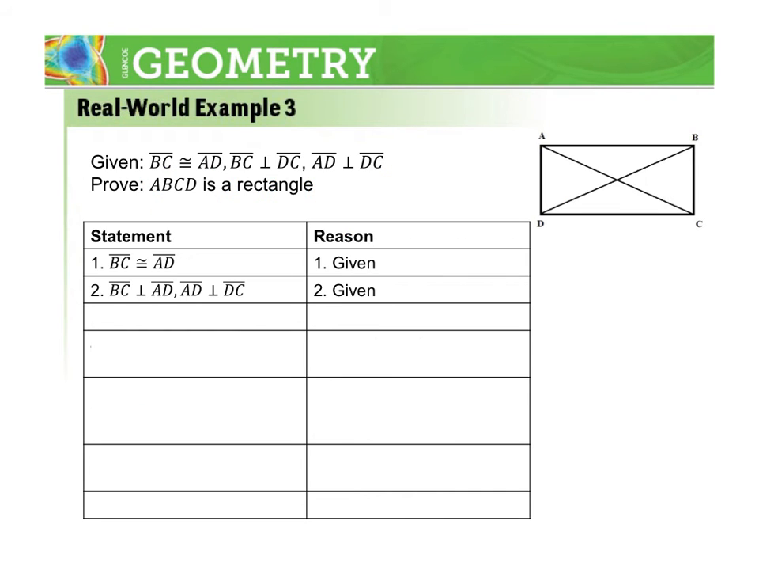In our final example, we're given a proof. Given segment BC is congruent to segment AD, segment BC is perpendicular to segment DC, and segment AD is perpendicular to segment DC, prove that quadrilateral ABCD is a rectangle. Before we can prove ABCD is a rectangle, we have to ensure that ABCD is a parallelogram first.